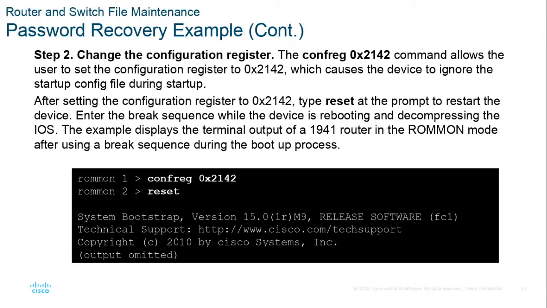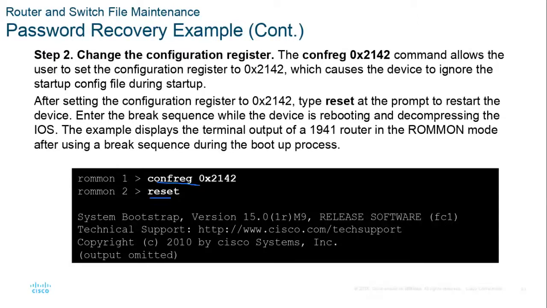This is the limited, stripped-down IOS that's in the ROM chip for disaster recovery purposes. Two types of disasters: no one knows the password is the first disaster. The second disaster is someone deletes the IOS file, and I need to copy a new one there. So we're going to use the ROMMON prompt to do this. Once I get to that prompt, I'm going to change the configuration register and then type the reset command, and that will reboot the router.